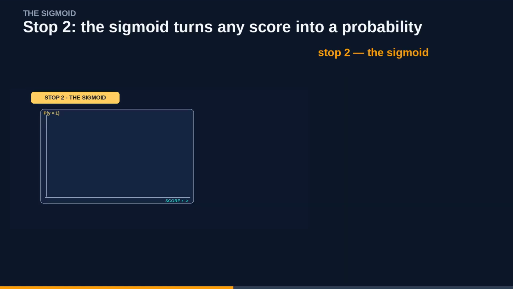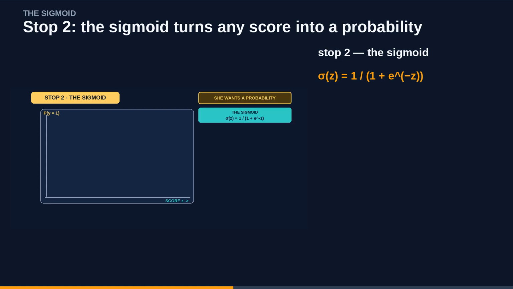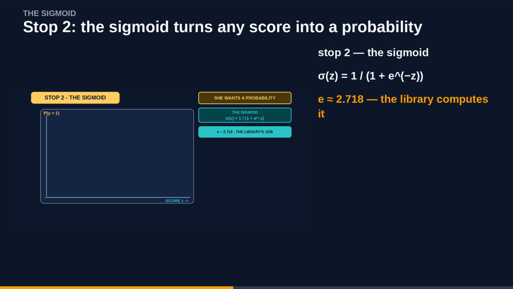Stop 2, the sigmoid. A raw score like Z equals 7 is useless to the bank officer. 7 whats? What she wants is a probability. This applicant has a 90% chance of repaying. So logistic regression passes Z through one more function, the sigmoid. Sigma of Z equals 1 over 1 plus e to the minus Z. That e is just a mathematical constant, about 2.718, used for exponentials. You never compute it by hand. The library does.